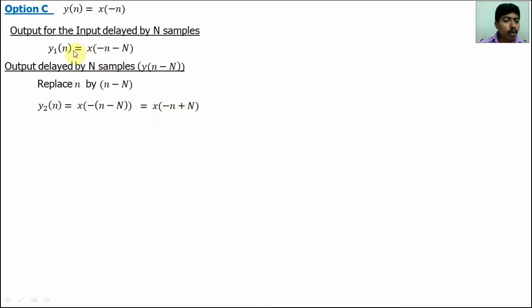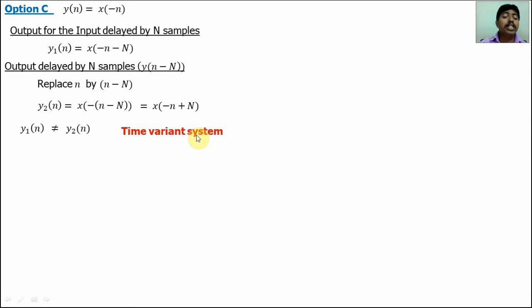Compare this y1 of n and y2 of n. y1 of n and y2 of n are not the same. Because here y1 of n is equal to x of minus n minus n, and here y2 of n is equal to x of minus n plus n. So y1 of n is not equal to y2 of n. That means the output for the input delayed by n samples is not equal to the output delayed by n samples. So this system is also a time variant system.